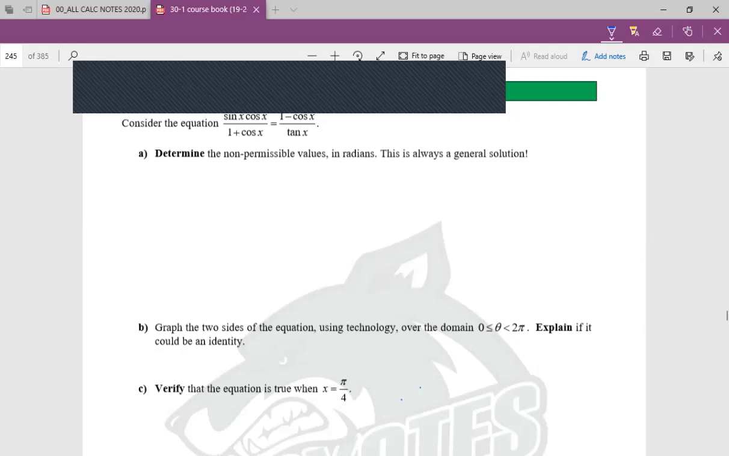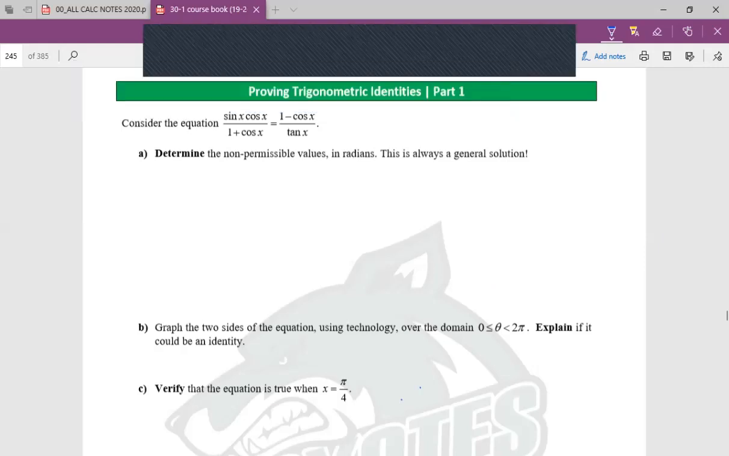All right, so welcome back. Today we're going to get into a lesson called Proving Trigonometric Identities. This is going to be part one of proving them. This ties into what we started in the last section.